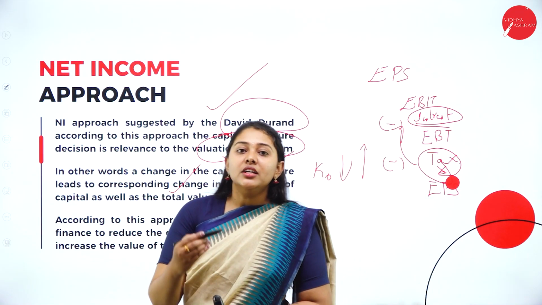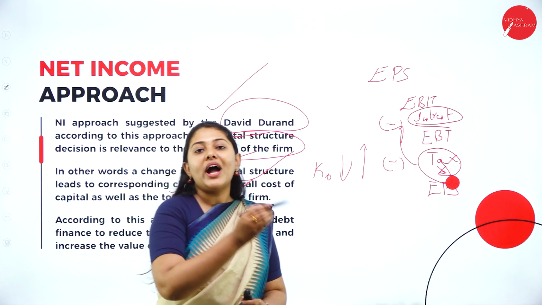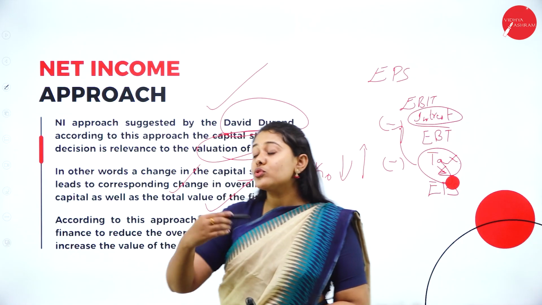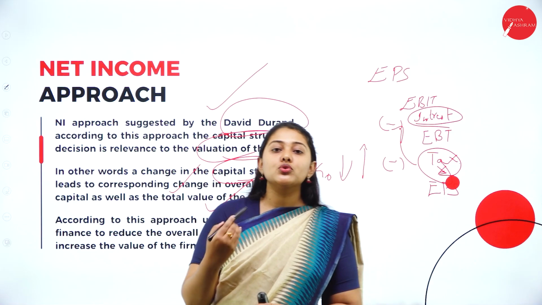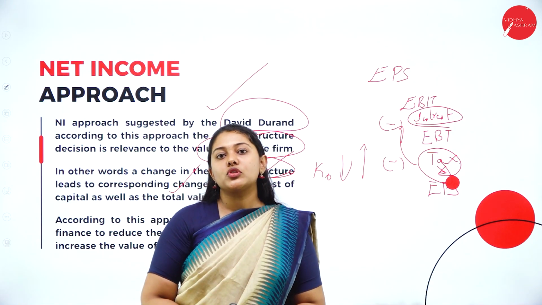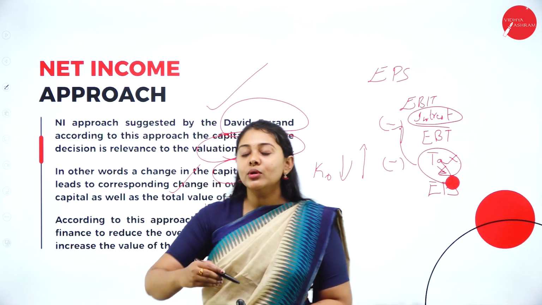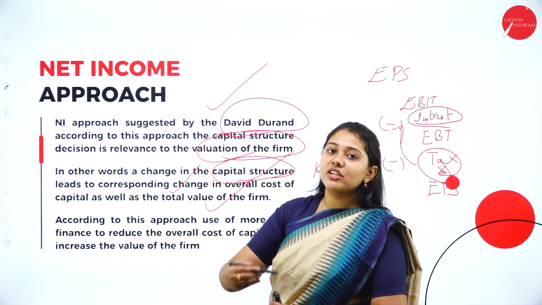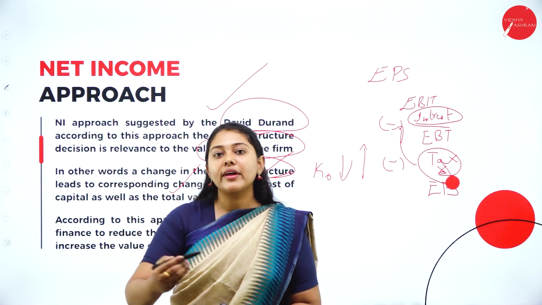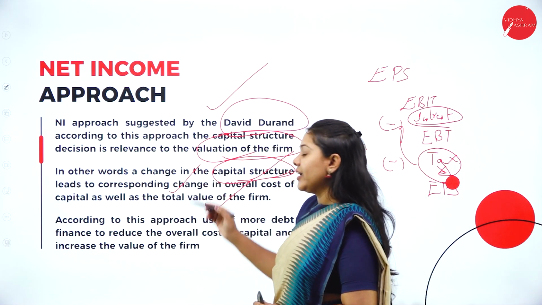So there is a relationship between the valuation of the firm as well as your cost of capital. Use of an optimum capital structure will reduce the overall cost of capital, and at the same time the value of the firm increases. So this has a direct relationship. There is an effect: capital structure has an effect on the valuation of the firm. That is what your NI approach says.